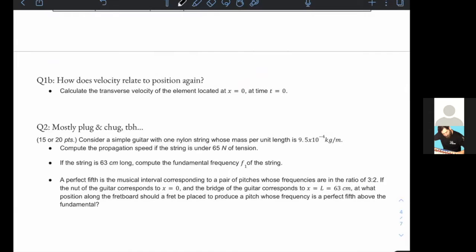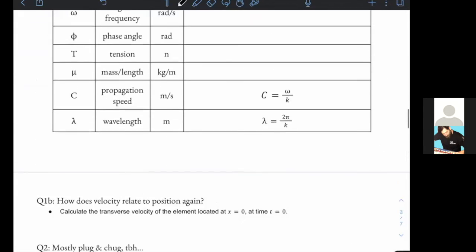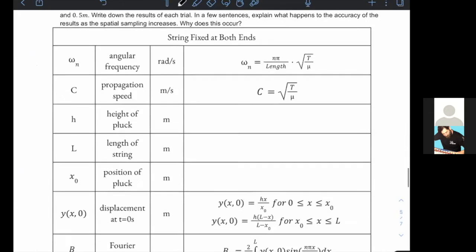Question 2. So this one, if the last one is plug and chug, this one is at least as plug and chug, if not maybe more so. Consider a simple guitar with a nylon string whose mass per unit length is 9.5 times 10 to the negative 4 kilograms per meter. Compute the propagation speed if the string is under 65 newtons of tension. So this string is fixed at both ends. That's how guitars work. I gave you some information. It's kind of tucked down here.